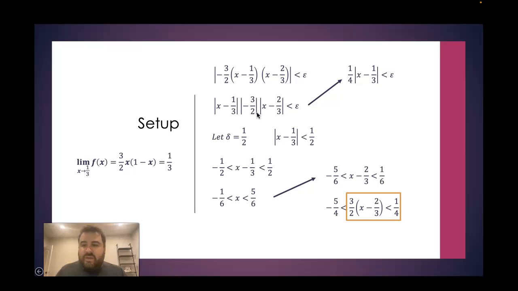And that yields 1/4 times the absolute value of x minus 1/3 is less than epsilon. Multiply both sides by 4, and we get the absolute value of x minus 1/3 is less than 4 epsilon. So we can say that our delta equals the smaller value of either 1/2 or 4 epsilon. Because epsilon can be a very, very tiny number. Remember, that's just the distance from our target on the y-axis. We're going to use that as our smaller number for the proof. So let's actually do the proof.